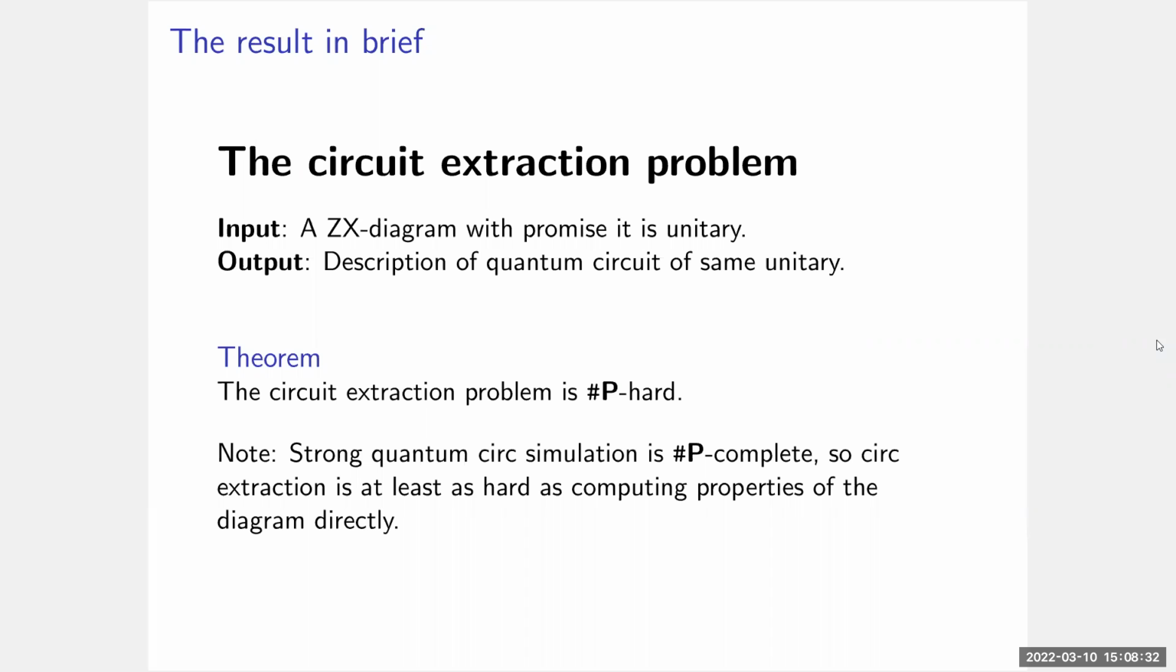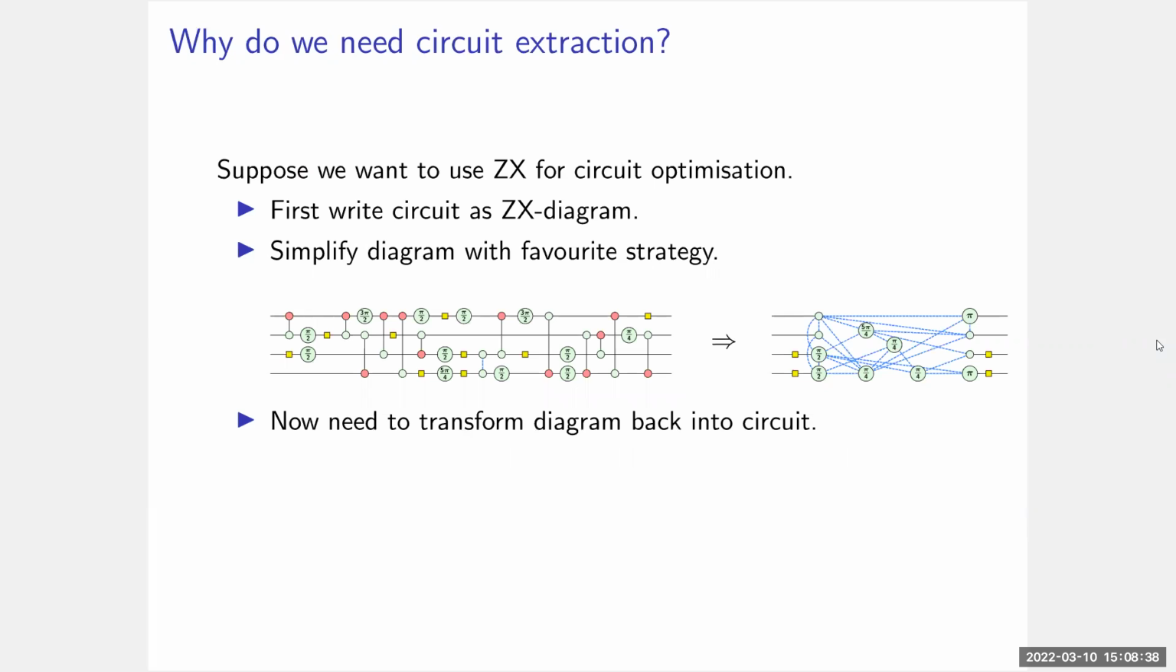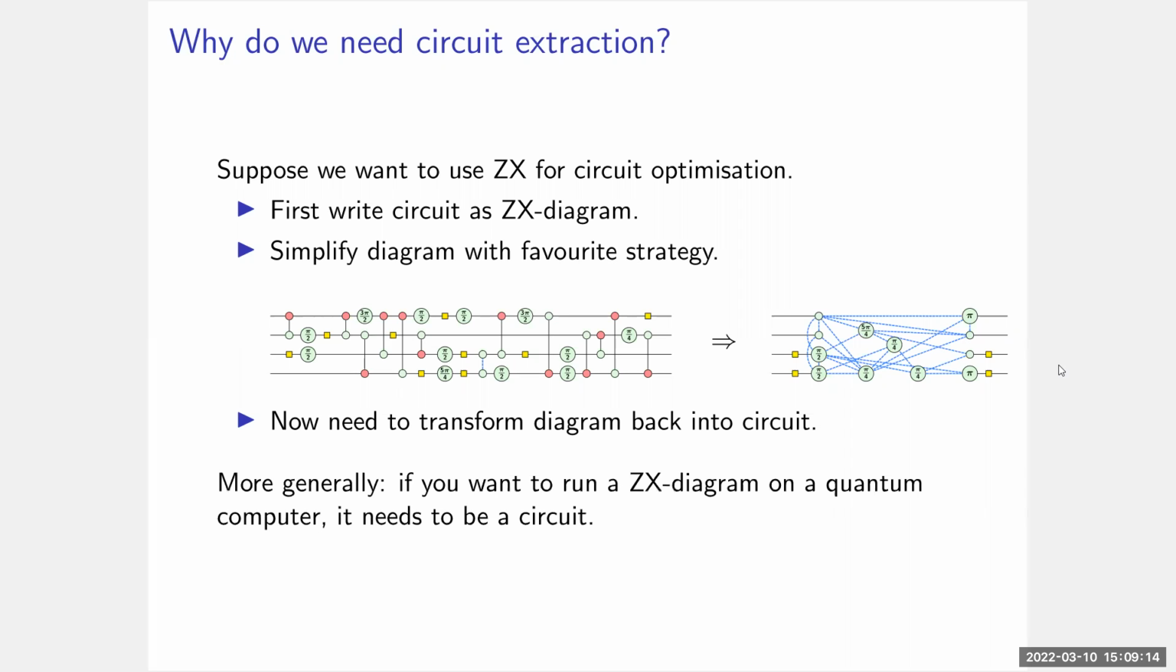Okay, so I'm going to make what's on this slide a bit more formal, but first, some motivation for why we're talking about circuit extraction. Suppose we want to use the ZX calculus for circuit optimization. What we first do is write a circuit as a ZX diagram, which is quite straightforward. And then we simplify the diagram with whatever strategy you want. For instance, we get this thing on the right here, which is some kind of graph-like diagram from one of our other papers. But if you actually want to use this as a circuit optimization strategy, you need to turn this diagram back into a circuit. And this is what we call circuit extraction, transforming this diagram back into a circuit.